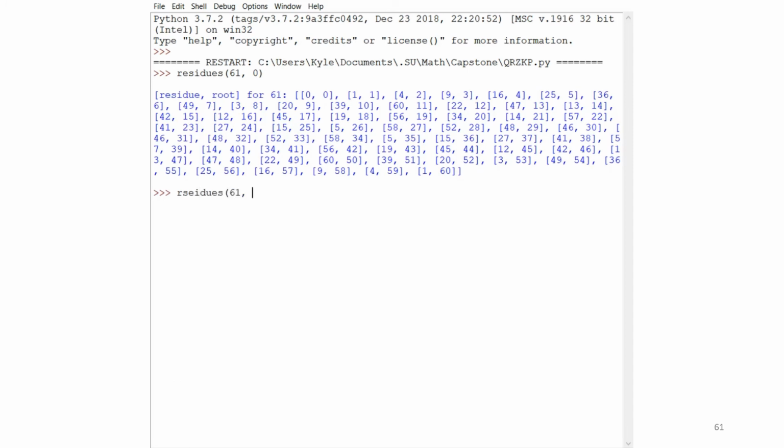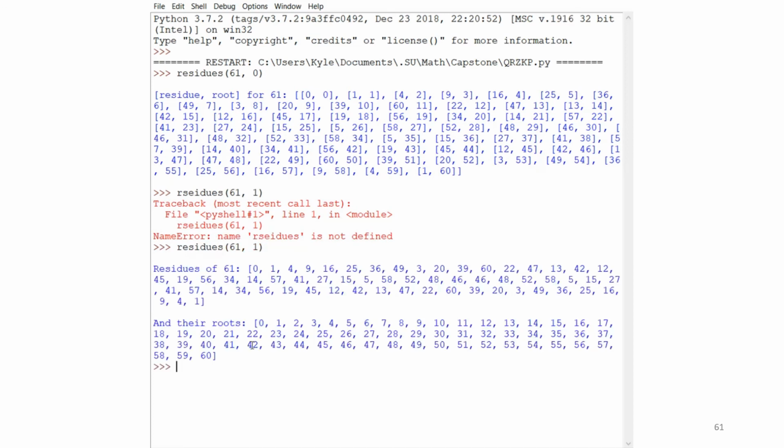And just so you know, the 0 that I put in there was simply for the format of how we are viewing these residues. If I had put in a 1, you can see that we get the list separately, but for our purposes, we would rather see the root and the generator right next to each other. So now we can jump into our protocol.